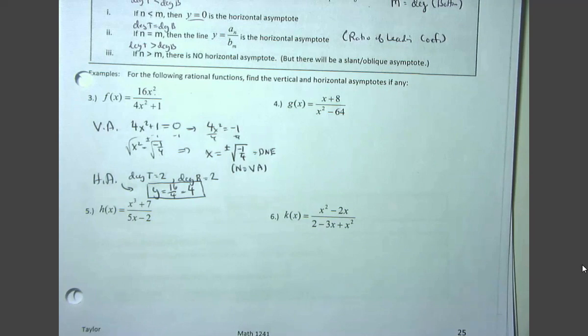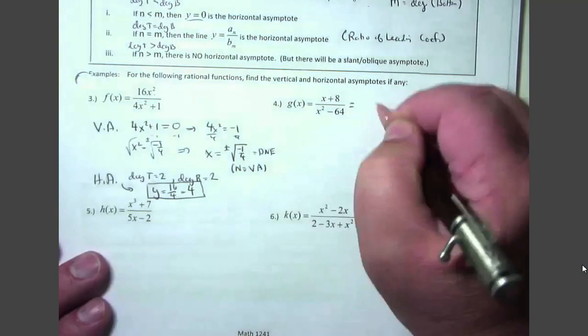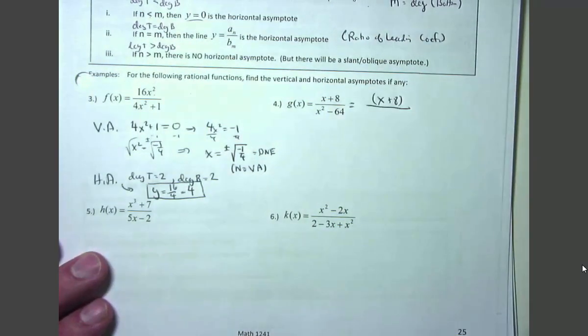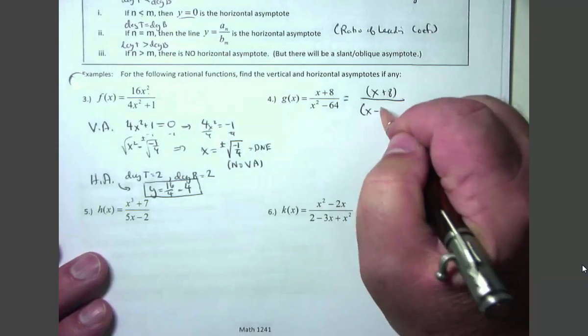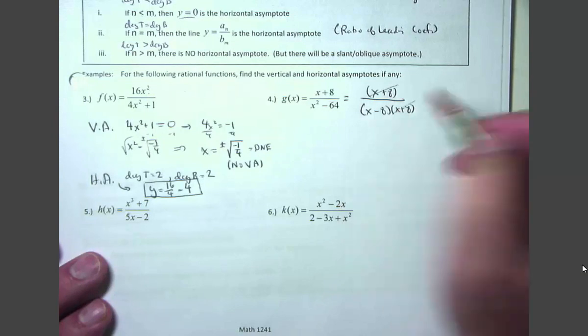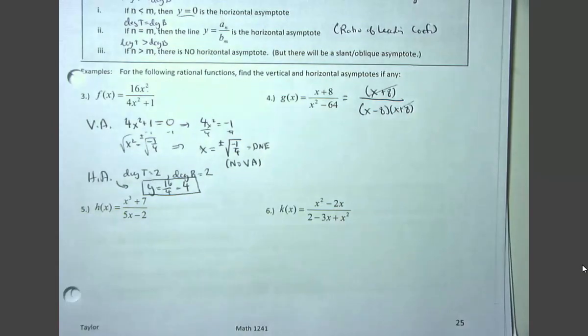Look at the next one. g of x is equal to x plus 8 divided by x squared minus 64. First, find the vertical asymptotes, and second, find the horizontal asymptote. How do I find the vertical asymptote? Set the denominator equal to 0. Be careful. First, factor them and see if you have any common factors. And this one you actually do. x plus 8 is pretty much fixed there. How does x squared minus 64 factor? x minus 8 times x plus 8, right? And you'll notice that the x plus 8 is what we call a common factor.